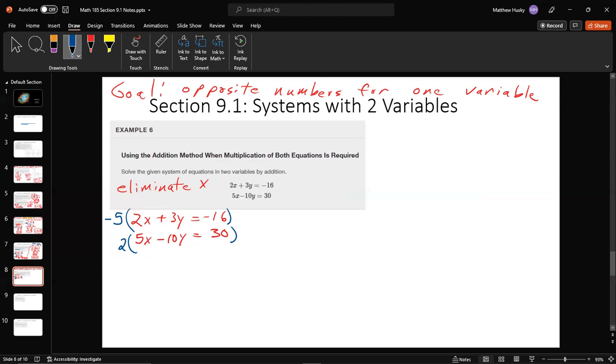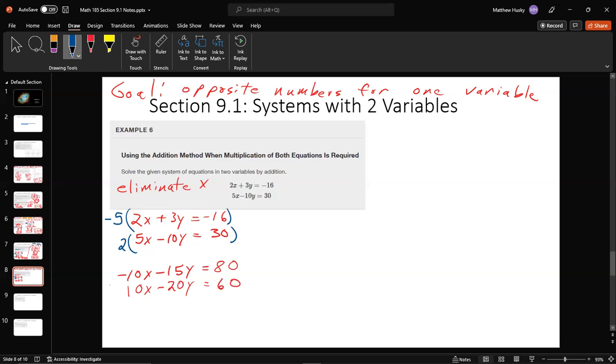everybody's going to get multiplied on the top by -5. So -5 times 2X is -10X. -5 times 3Y is -15Y. And then -5 times 16 is, what is that? Positive 80 is what that is. Okay. Across the bottom, everybody is going to get multiplied by 2. So 2 times 5X is 10X. 2 times -10Y is -20Y. And then 2 times 30 is the number 60.